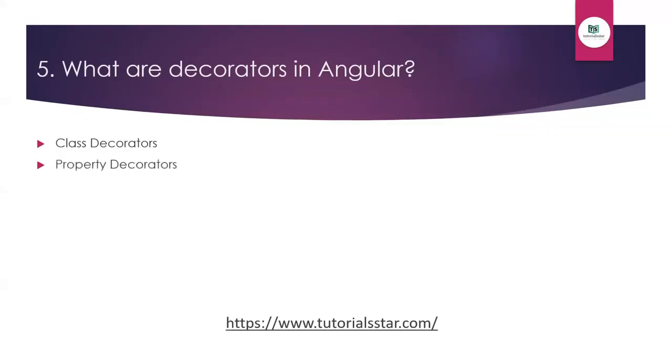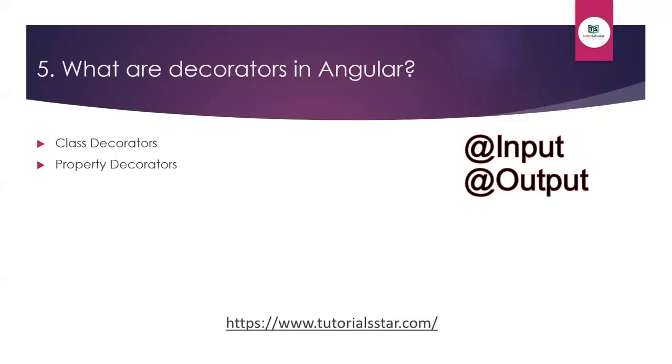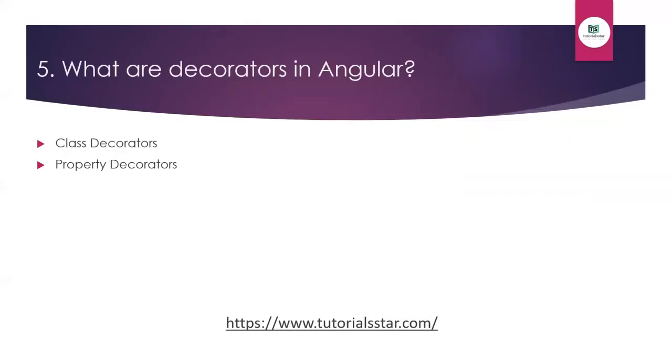Next, we have the property decorator. This is the second most common decorator that we use within our Angular application. We can create specific properties within the class with the help of property decorators, and we can use them when communication happens from parent to child or child to parent. So we have @Input and @Output property decorators available in Angular.